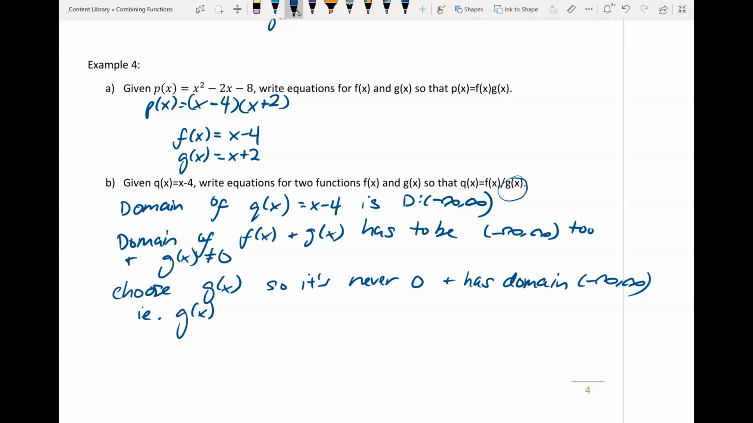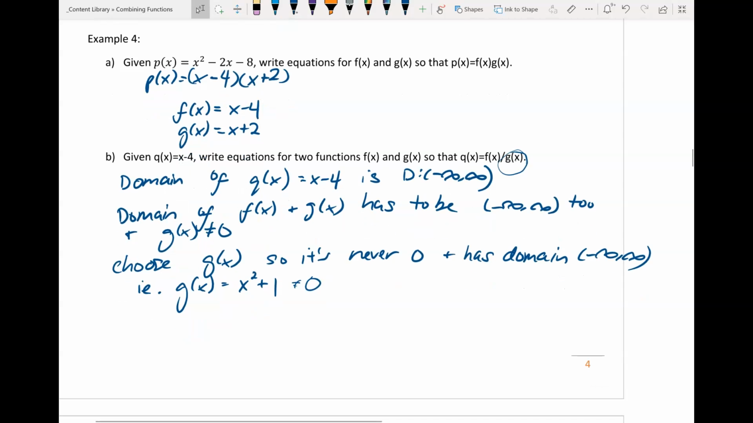So g of x can maybe be a parabola, because this parabola can never equal 0. Also, the domain of this parabola is from negative infinity to positive infinity. So if I'm going to state that as my g of x, I do need to find f of x. So here's our q of x, and it's supposed to be f of x over g of x, and I just said my g of x is x squared plus 1.